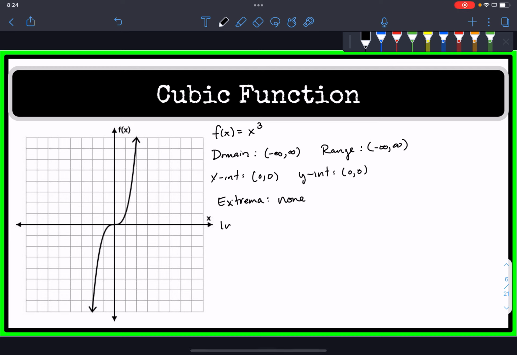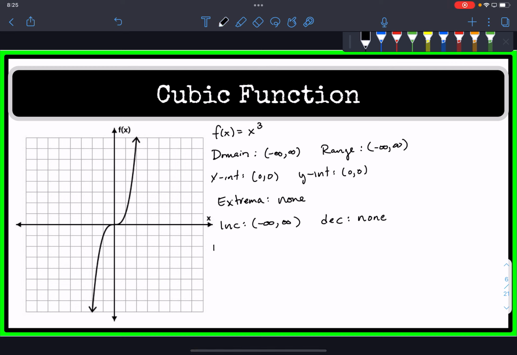Our increasing interval is from negative infinity to positive infinity. And it does not decrease at all. So from left to right, again, the function is always moving upwards. So from negative infinity to 0, the graph moves upwards. And from 0 to infinity, the graph still moves upwards, as you can see. So it's always increasing.